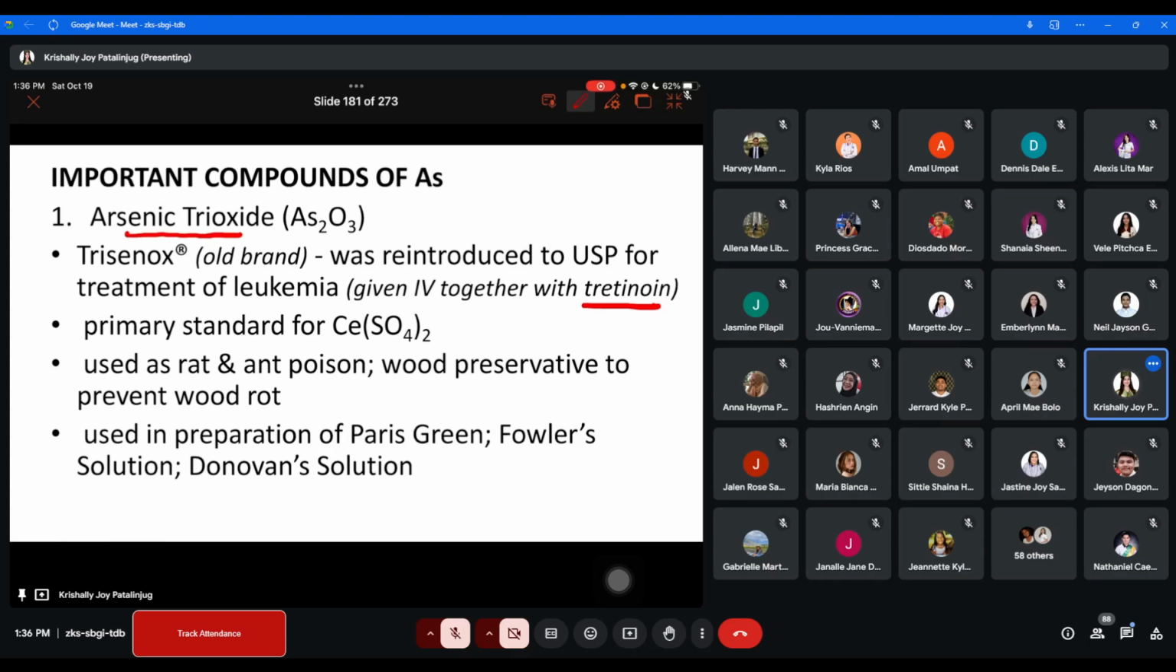Okay, then for the compounds ng arsenic, ito yung Trisenox na brand containing arsenic trioxide. It is an old brand that was reintroduced to USP, excuse me, for the treatment of leukemia. Okay, this is still useful, no? Even sa other country, yung Trisenox.